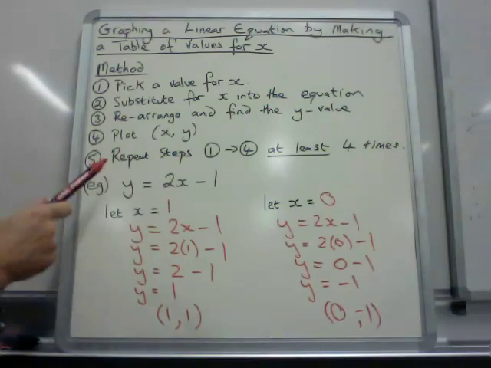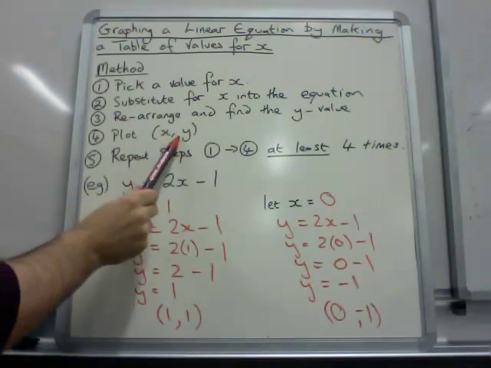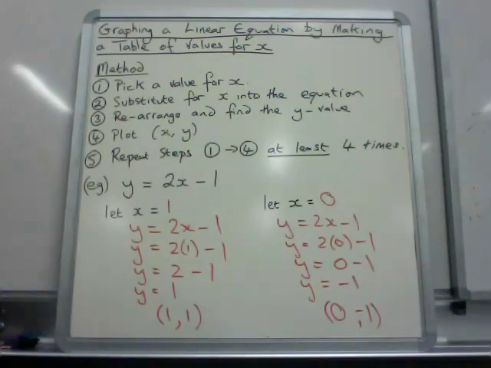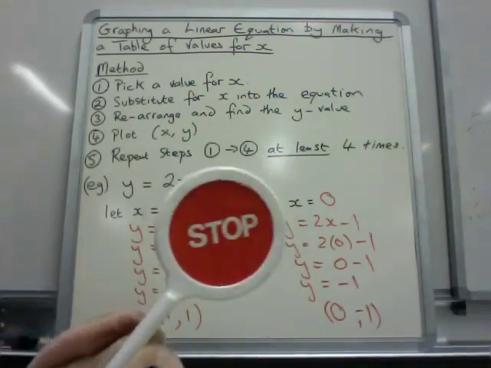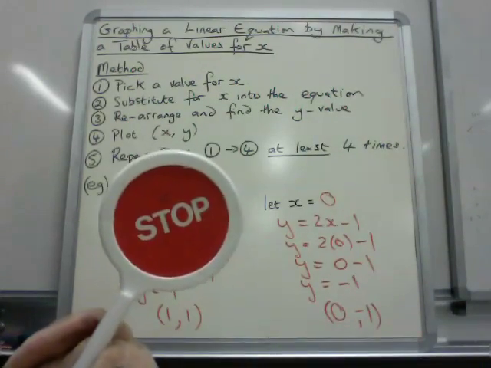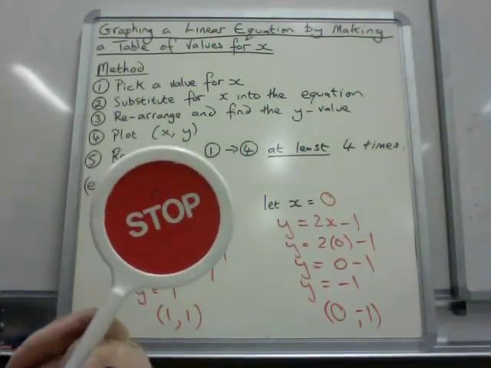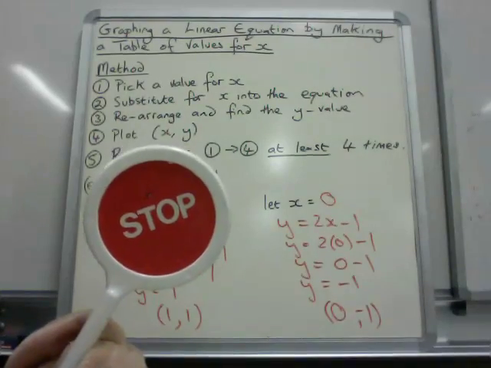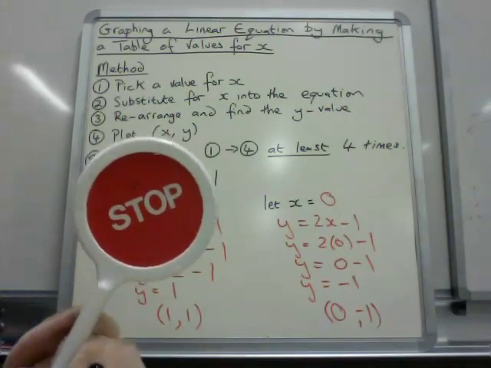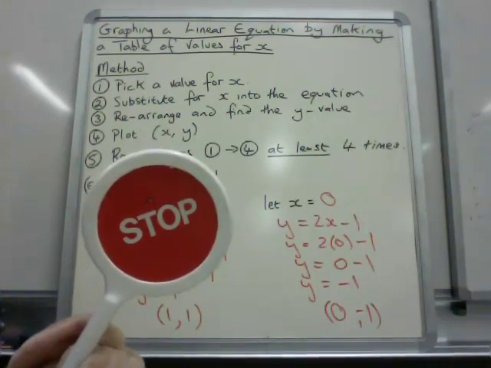Now like I said, you need to do these points, steps 1 to 4, at least 4 times. But you might say, well, I've not been plotting it. What's going on? Well, I'm going to make you stop the video now. You need at least 4 points. I've helped you with 2. Go away and make 2 more. And when you've got them, we're going to take our values and make a table. Don't cheat. Find 2 sets of points for yourself. Pick easy numbers for x.